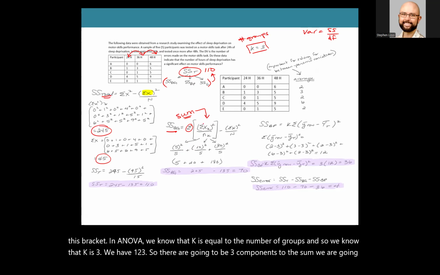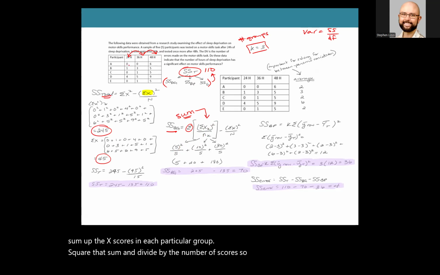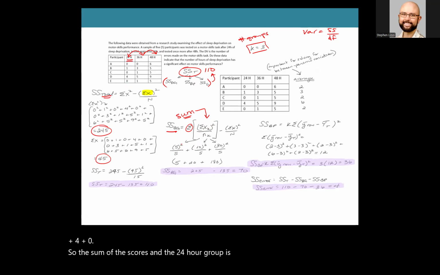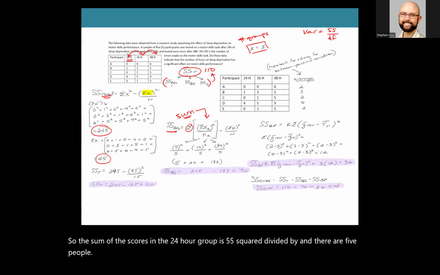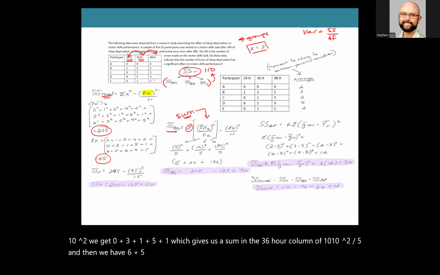We are going to sum up the X scores in each particular group, square that sum, and divide by the number of scores. So 5 squared, because we get 0 plus 1 plus 0 plus 4 plus 0. So the sum of the scores in the 24-hour group is 5. 5 squared divided by, and there are 5 people. 10 squared, we get 0 plus 3 plus 1 plus 5 plus 1, which gives us a sum in the 36-hour column of 10. 10 squared over 5. And then we have 6 plus 5 plus 5 plus 9 plus 5, which gives us a sum of 30. 30 squared divided by 5 is 180.